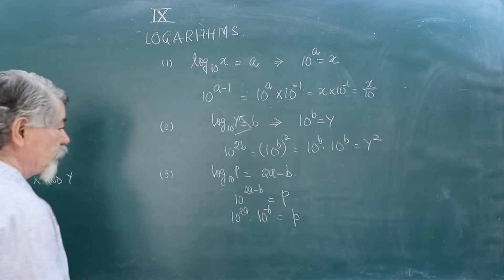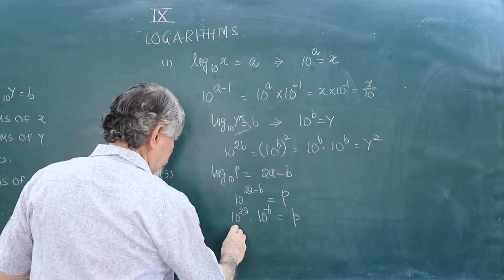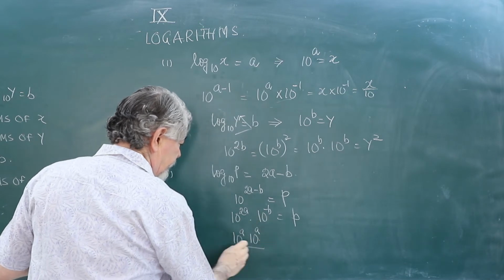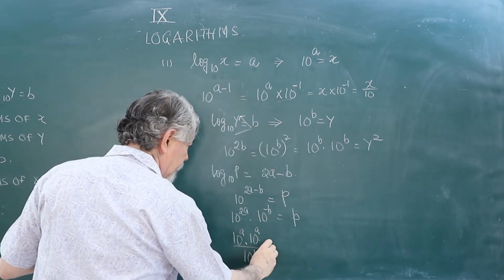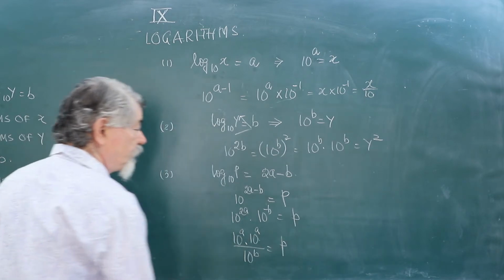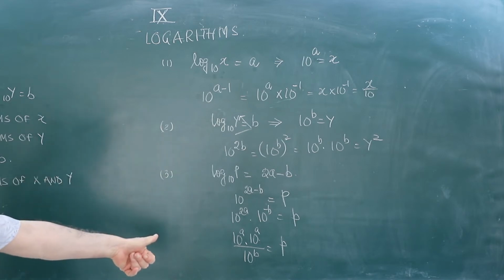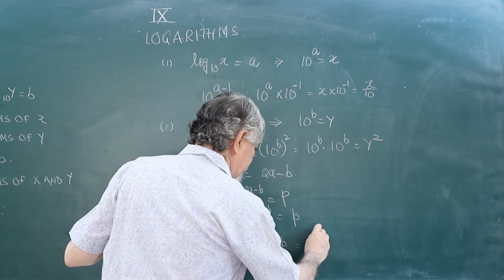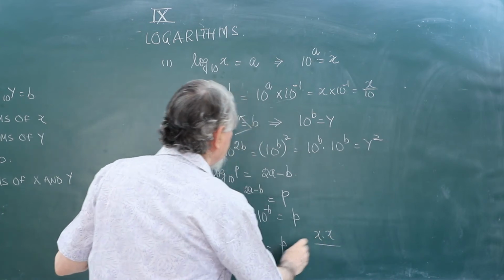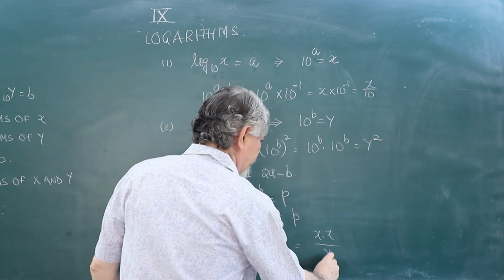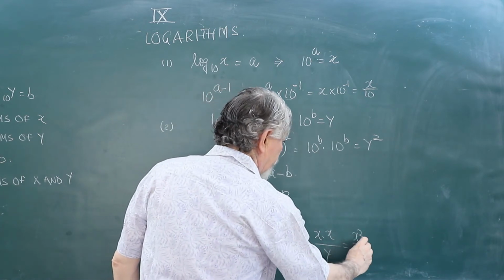Now 10 to the power 2a means what? 10 to the power a, 10 to the power a, and 10 to the power b also. If I change the index from negative to positive, what is the value of 10 to the power a? 10 to the power a was given as x. So it is x into x upon, and 10 to the power b was equal to y. So it will become x squared upon y.